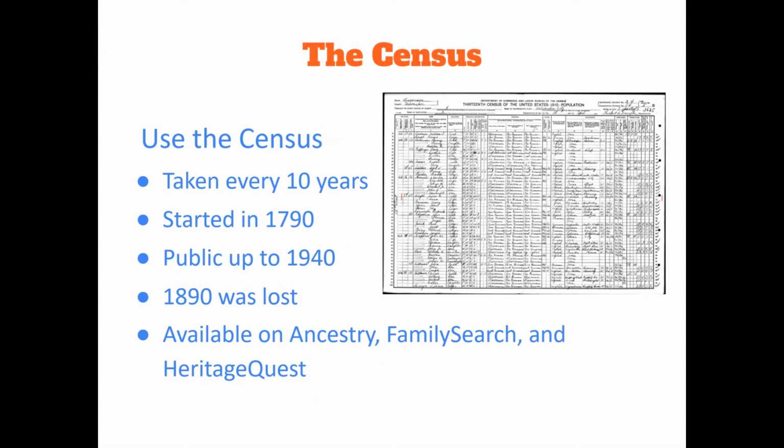But they're available all over the internet because they are public record at this point. All the public ones are public record. So they're on Ancestry, they're on Family Search, they're on Heritage Quest, they're probably on 10 other websites. And they're great because they were very thorough in how they were collecting names. So there's a very almost certain chance that if your ancestors were in the US, they're probably in the census somewhere every time it was taken.